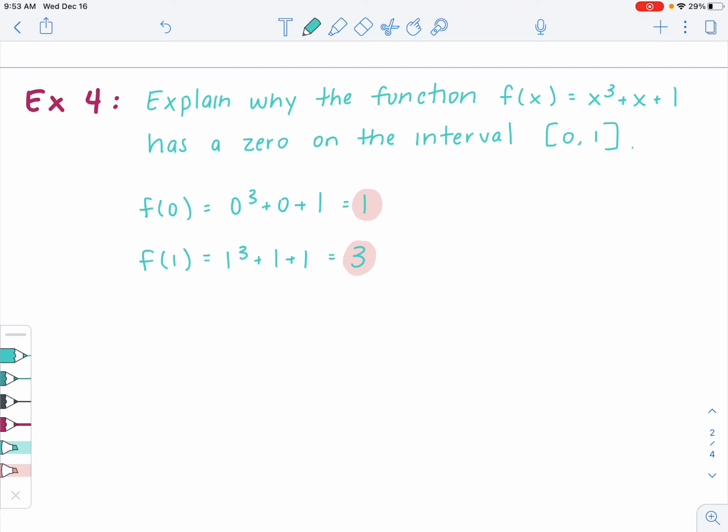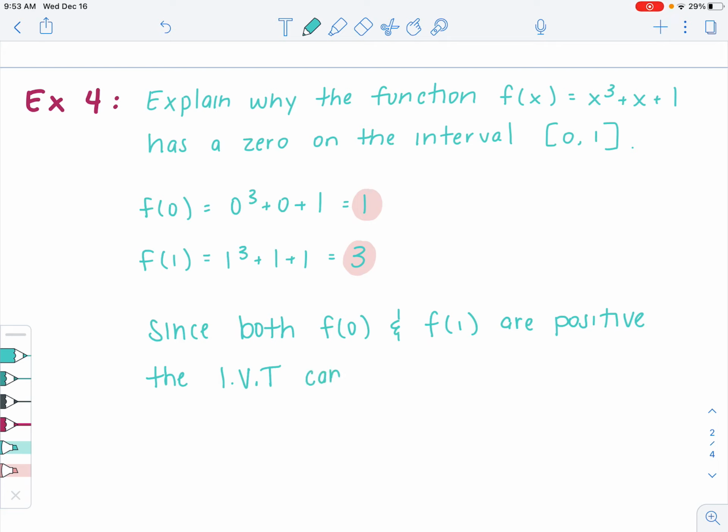So since both f of 0 and f of 1 are positive, the intermediate value theorem cannot guarantee a real zero. If I solved this problem and one of them came out to be negative, then I could say that it would guarantee, because I have to have a positive and a negative.